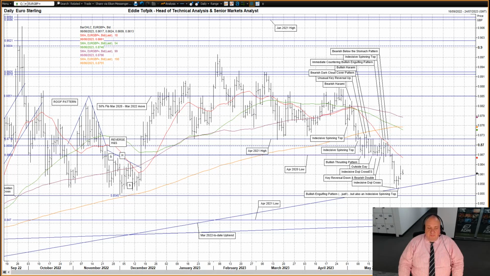Now so far today, a higher open and a small expansion of today's range, but seemingly no more than a small reactionary move up and looking like either an indecisive doji cross or an indecisive spinning top right now.